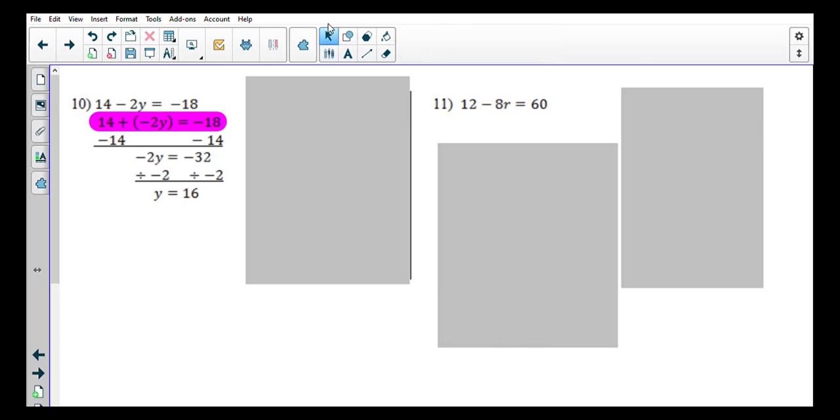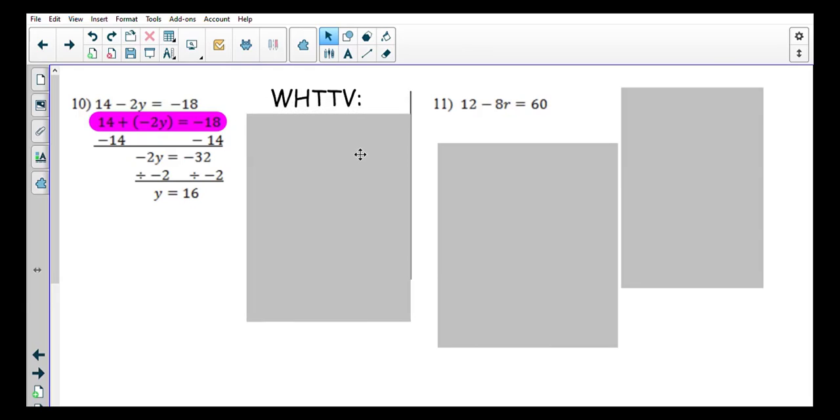Why? Because the variable comes after subtraction. You may be able to get away with not adding the opposite at some point, but we're not quite there yet. So please do it anytime the variable comes after subtraction. You can do it on any of the other problems as well, but especially when it comes after subtraction.